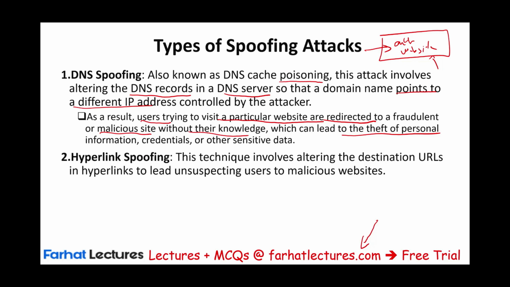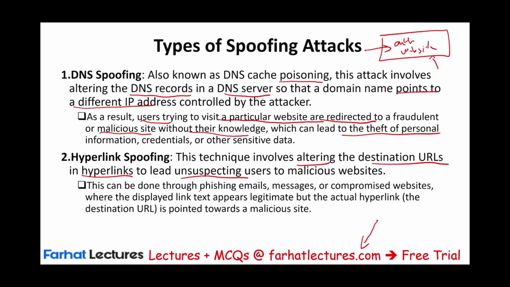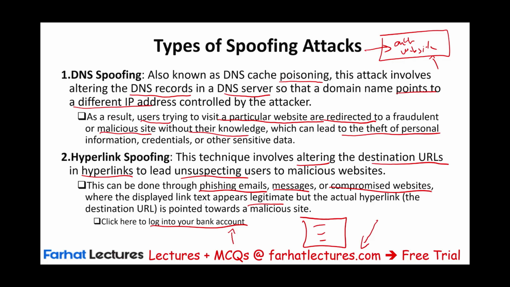Then there's hyperlink spoofing. This technique involves altering the destination URL in a hyperlink to lead unsuspecting users to a malicious website. Here, this is a little bit different. This can be done through phishing emails, messages, or compromised websites where the displayed link text appears legitimate, but the actual hyperlink points toward a malicious site. For example, once you click on that bank account link, it looks like a legitimate bank account. Sometimes this happens often. Hackers send you a web page that looks like your Amazon account, and they'll ask you to input your information or click into your bank account. So this is hyperlink spoofing.